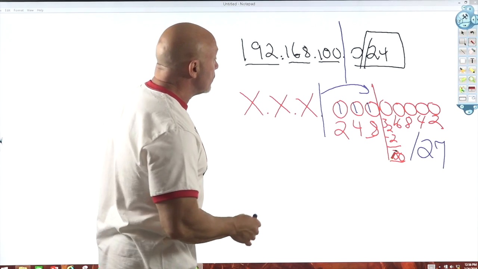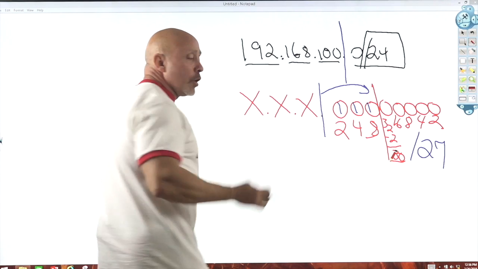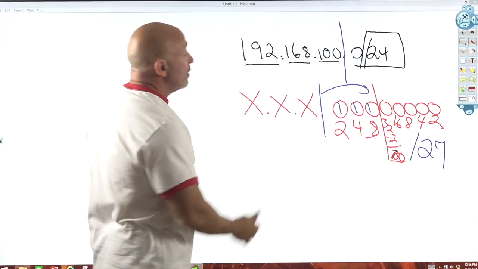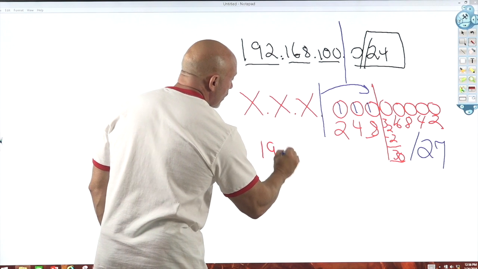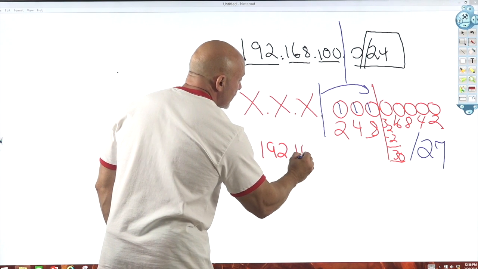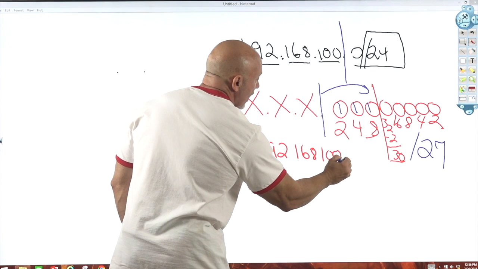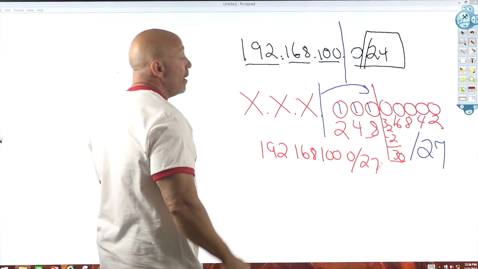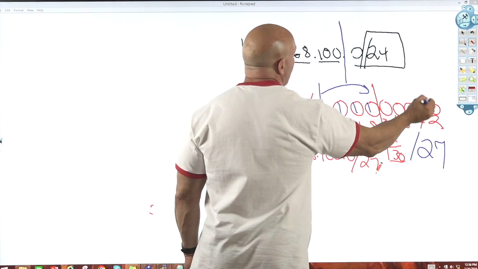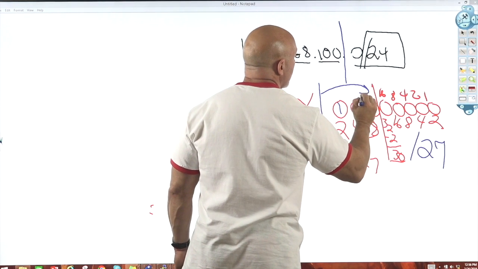That's what that means. So what is your first network? Well, we're using the 0 network. That's why I didn't subtract here. So my first network is 192.168.100.0/27. My next network, what do we increment by? 1, 2, 4, 8, 16, 32.